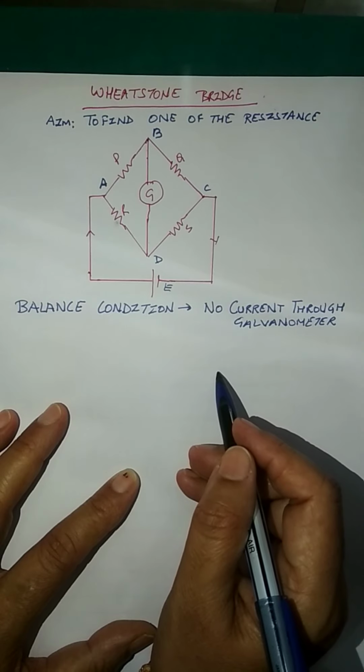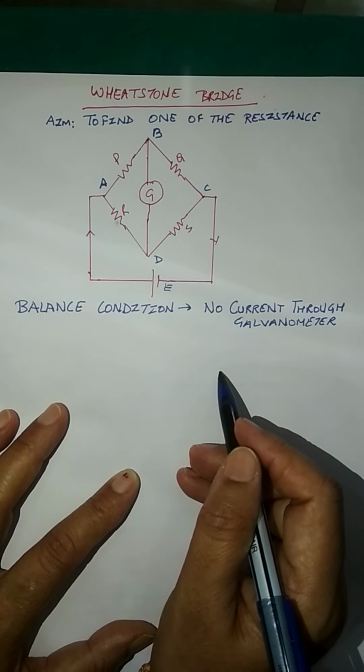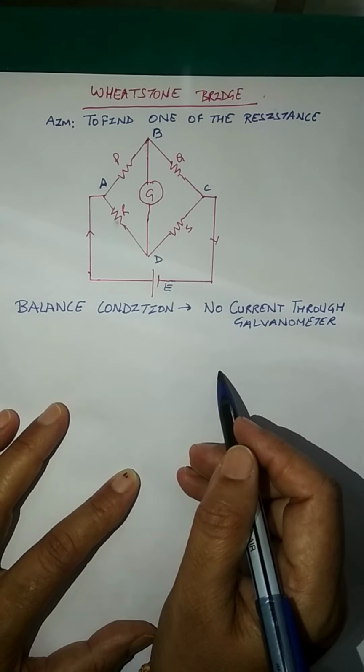So now we have to find the condition when the Wheatstone bridge is said to be balanced. So what is the condition? The Wheatstone bridge is said to be balanced when no current flows through the galvanometer G. So this condition we'll be finding using the Kirchhoff's rule.